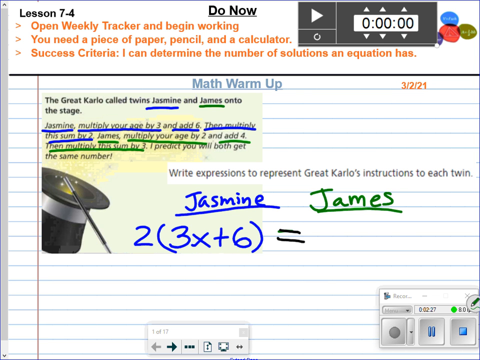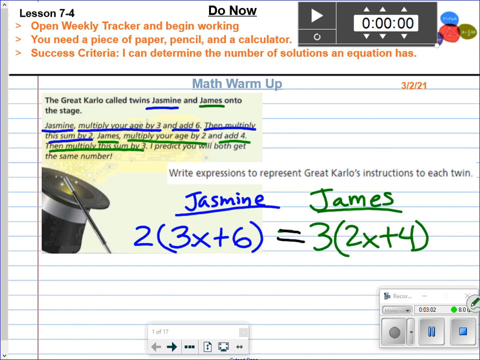Who thinks they know what expression we would use to represent James's age? Go ahead, Gabriel. 3 parentheses 2x plus 4. Good, because it says multiply your age by 2, that's the 2x, add 4, and then multiply that sum by 3. Very good.